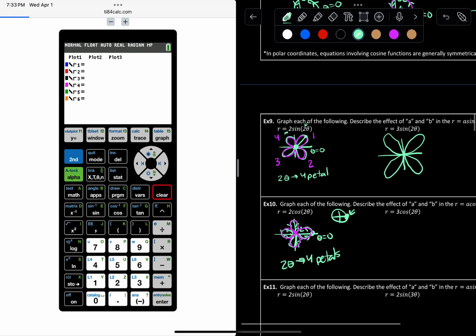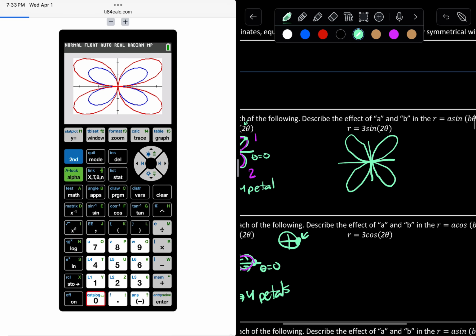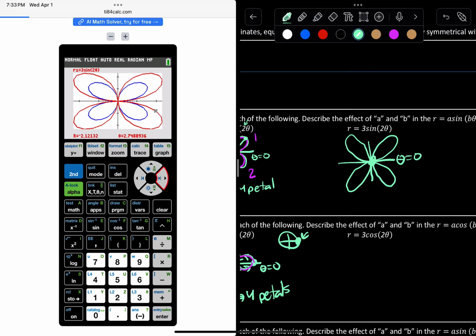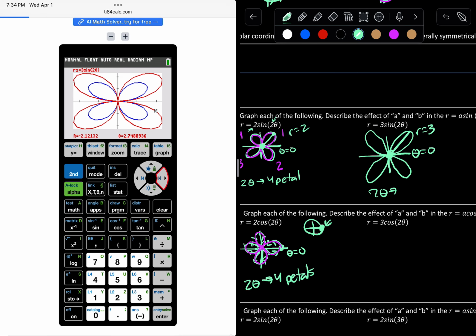So if we come back to our sines, I have 2 sine 2 theta and then 3 sine 2 theta. Let's do zoom 0. So the blue one was the first one we did, and now the red one is the second one with the radius of 3. So if I hit trace, they're both starting at the pole, and they both have the same orientation. And then lastly, this one has a max radius of 3. This has a max radius of 2. And because it's 2 theta, it has 4 petals.